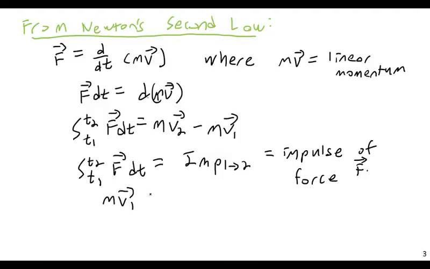Or I could also say mv1 plus the impulse vector from 1 to 2 is equal to mv2. So the initial linear momentum vector plus the impulse vector will be equal to the final linear momentum vector. Okay, so that's fine here.